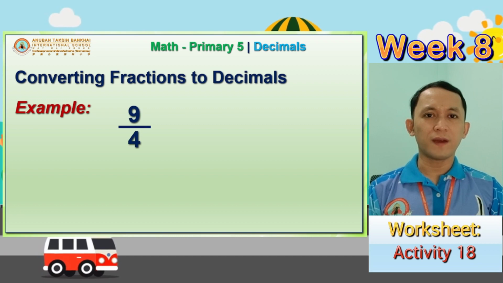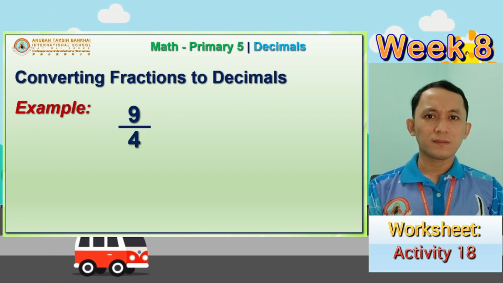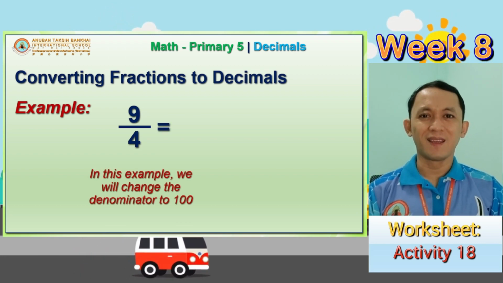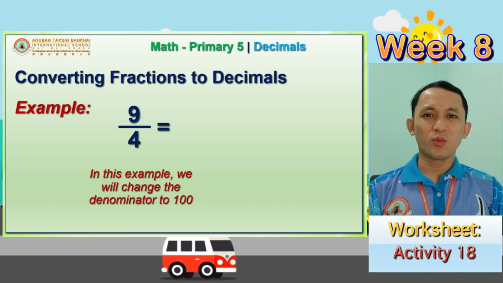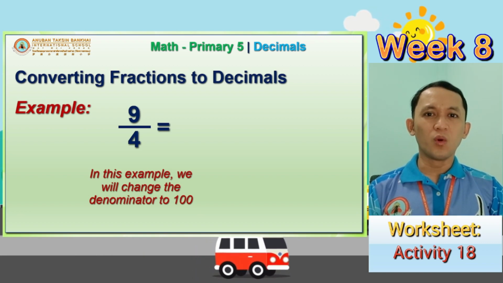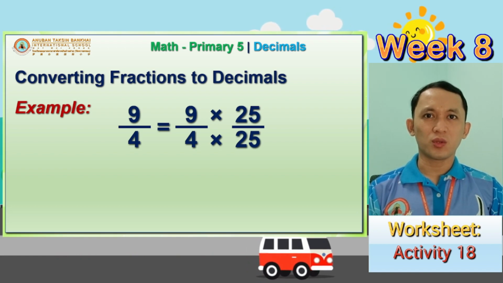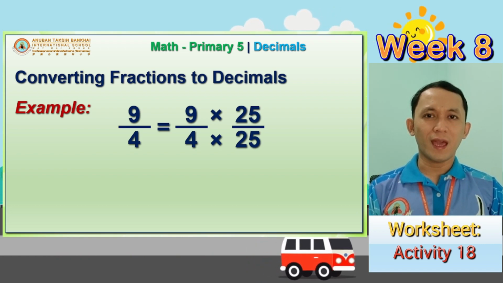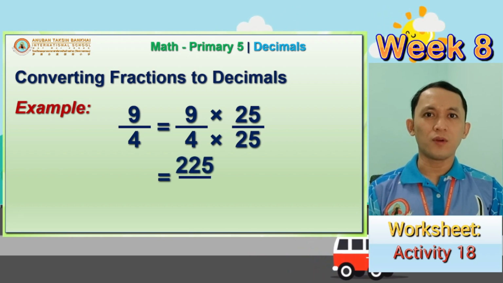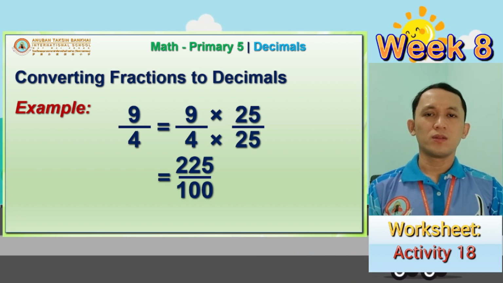Another example, we have 9 over 4. Take note, our denominator is 4. We cannot change it to 10, so we can change it to 100. So 9 over 4 is multiplied by 25 over 25. So 9 times 25, we have 225. 4 times 25, we have 100.